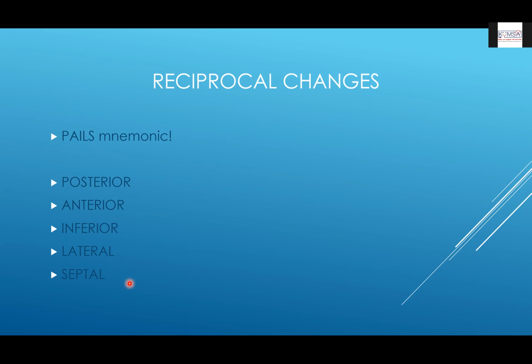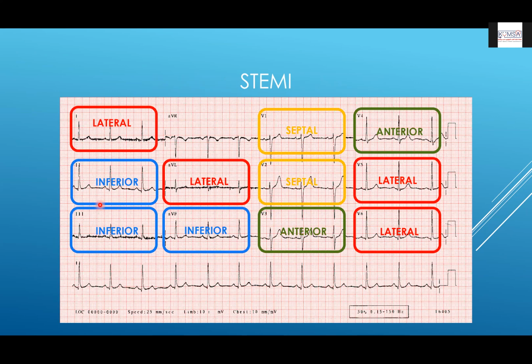This is your map for ECG for the territories of the heart. So as you can see, lead 1, AVL, V5, V6, those are lateral leads. Inferior leads are 2, 3, and AVF. Anterior leads are V3 and V4, and septal leads are V1 and V2. There are posterior leads, but that you do a posterior ECG, and I think that's outside the scope of this session.